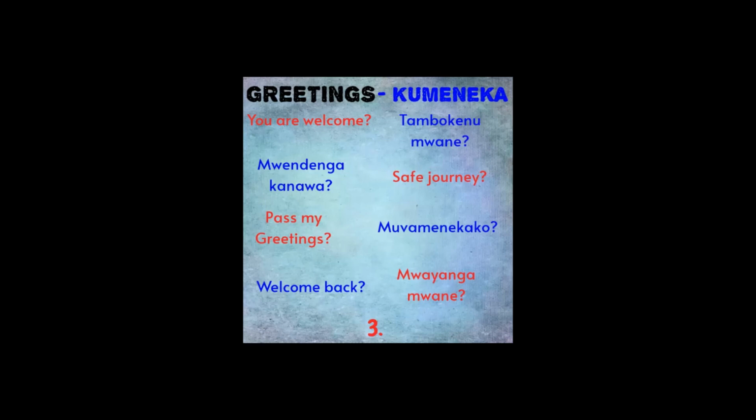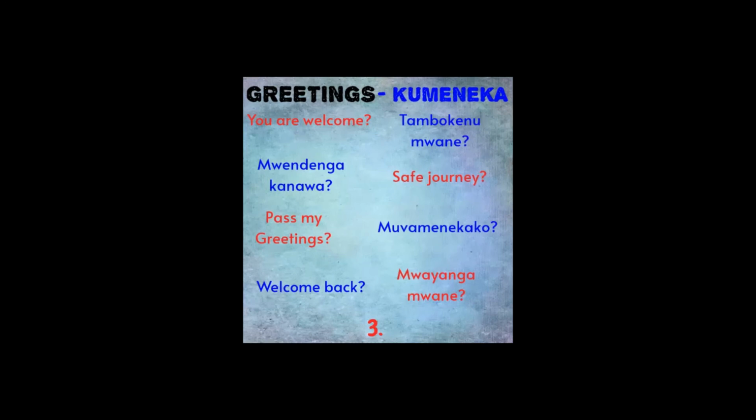So mwendenga kanawa, you are already respecting with the M part there, meaning you're already giving the respect. It's already gaining the respect itself. So to give it that momentum, you can even say mwendenga kanawa mwane. You see, it carries more weight in that case. So safe journey, mwendenga kanawa mwane matalewis, meaning have a safe journey.